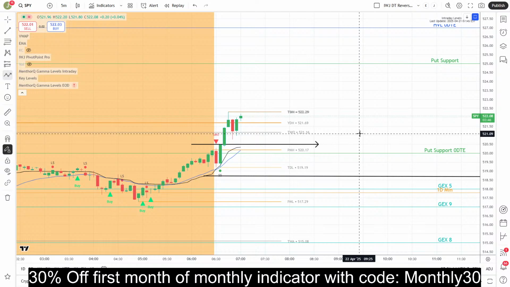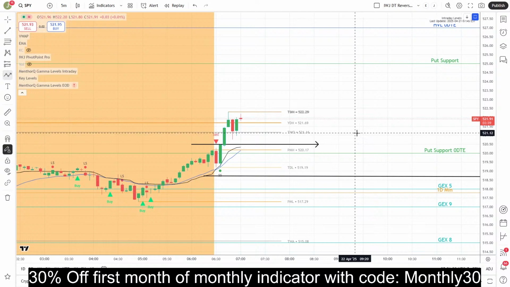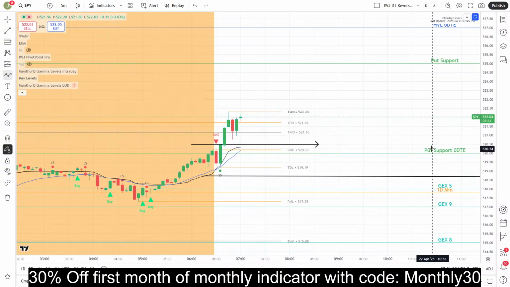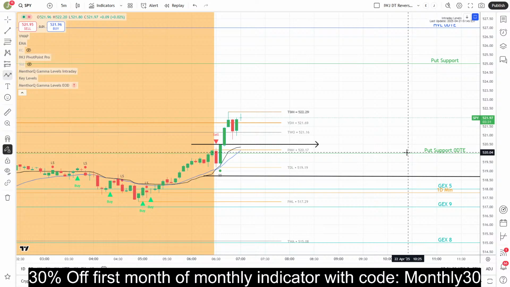So I don't necessarily understand what you're asking. I use a site called Mentor Q, which gives me these gamma levels, which is telling me where the highest level of option interest is. So right here at 520, where we got the first trade, that's where one of the highest levels of option interest are.